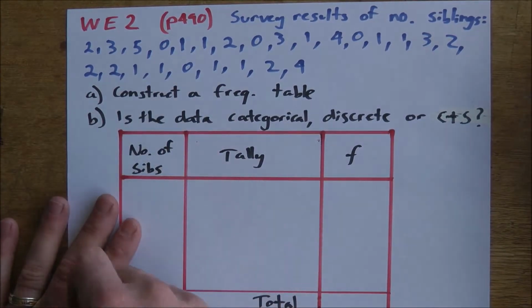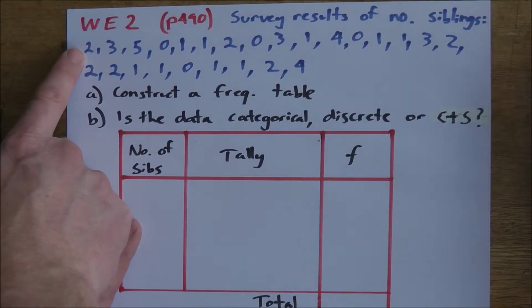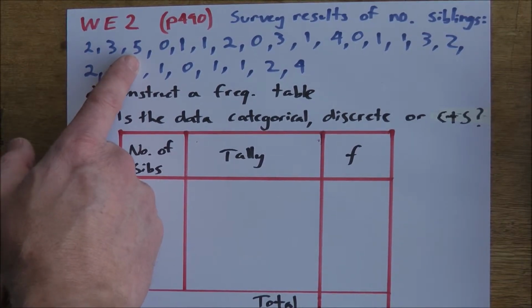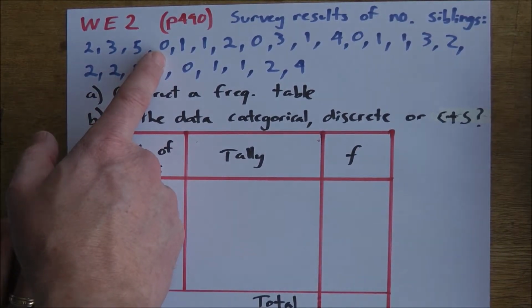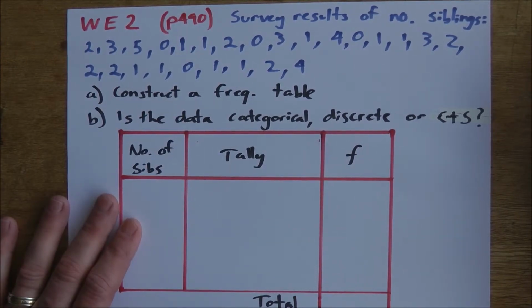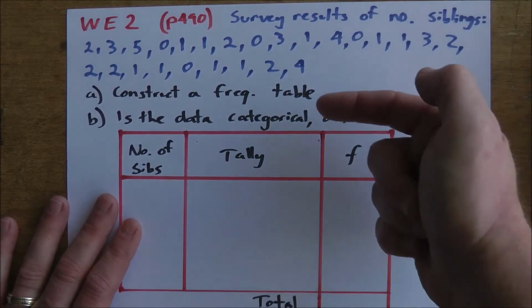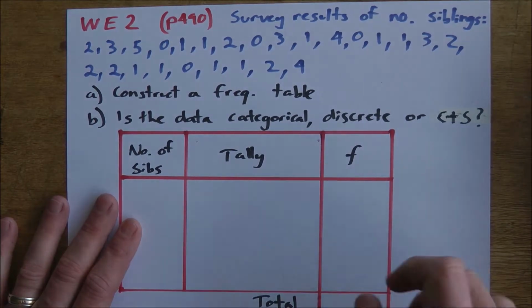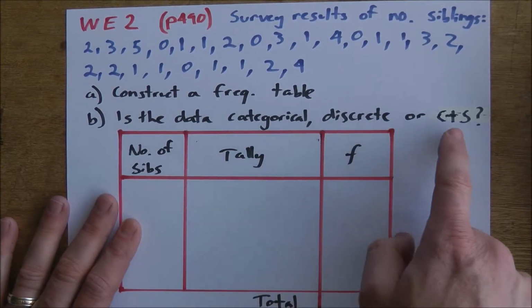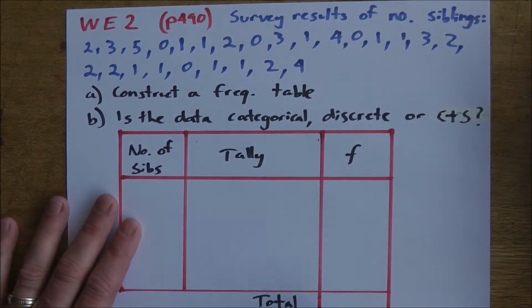And here's the one. So the first person we surveyed had 2 brothers or sisters, 3 and 5, that must be a big family. This person was an only child. So these are the actual results we got from our survey. 2 things we've got to do. Construct a frequency table, which I've started to do down here. And is the data categorical, discrete, or continuous?